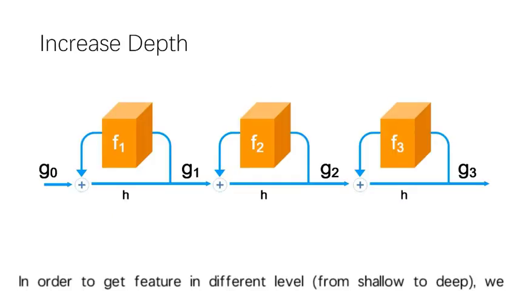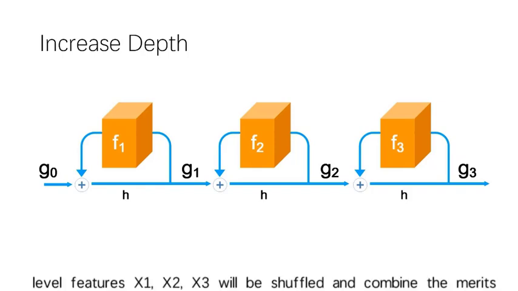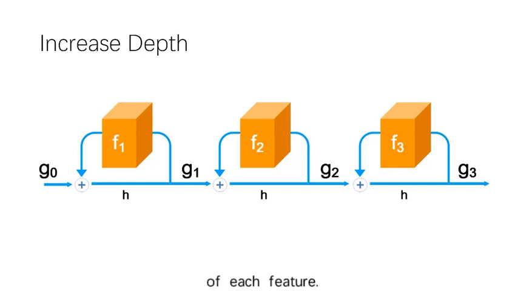In order to get the features in different levels from shallow to deep, we cascade 3 IM blocks with different functions f, and the different level features x1, x2, and x3 will be shuffled and combined to take the merits of each feature.